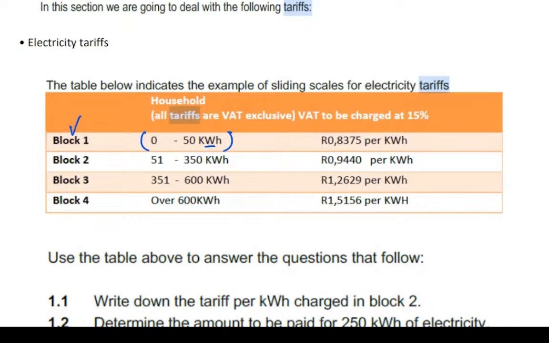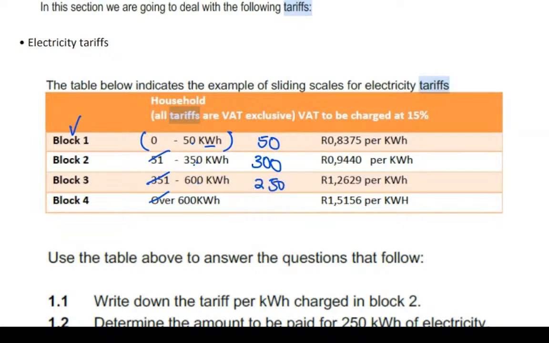So what is the maximum units that we need in block 1? It will be 50, from 0 to 50. Then block number 2 starts at 51 and ends at 350. So how many units do we need? To find out the maximum units for these other blocks, all you do is subtract. We say 350 minus 50, so here we have the maximum as 300 units. Then this other one will be 600 minus 350, whereby you get 250 units.